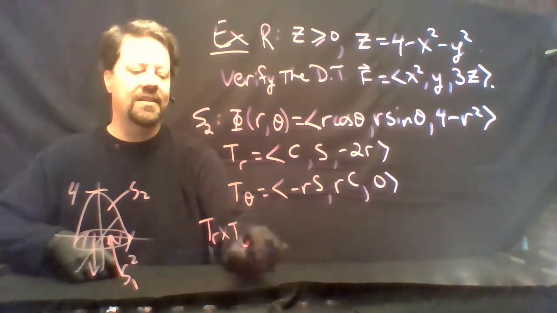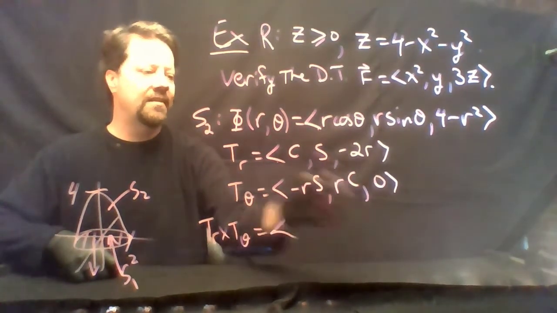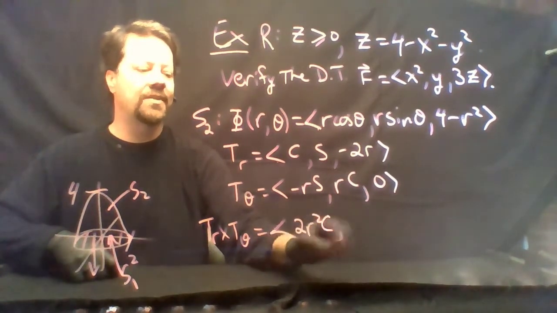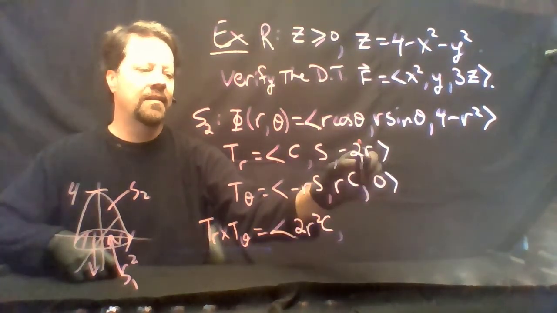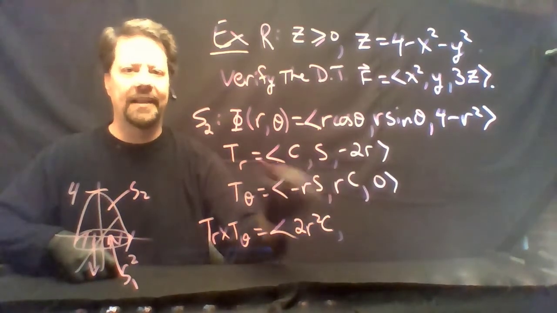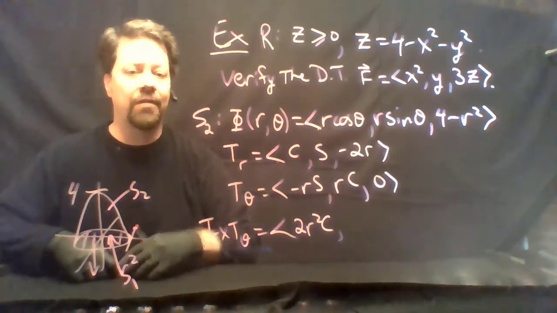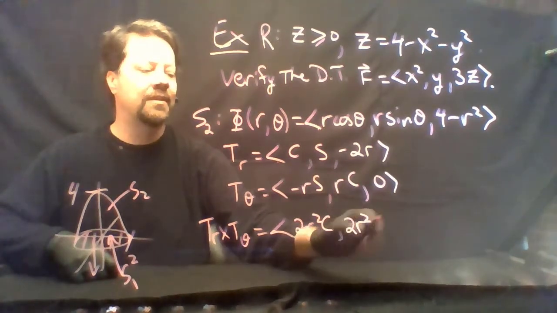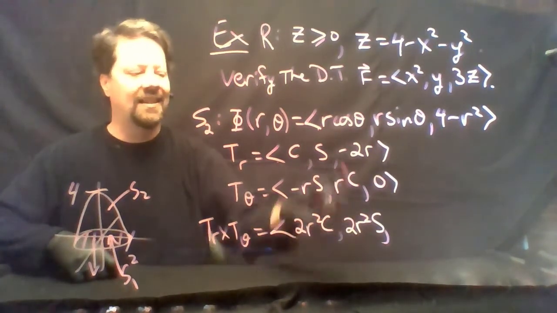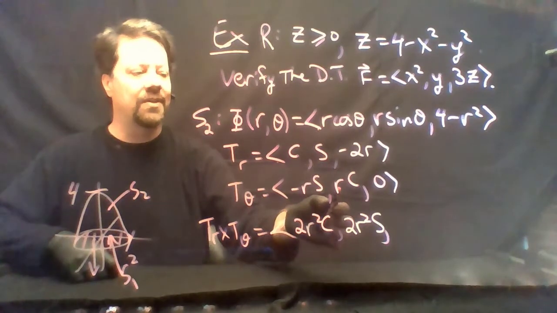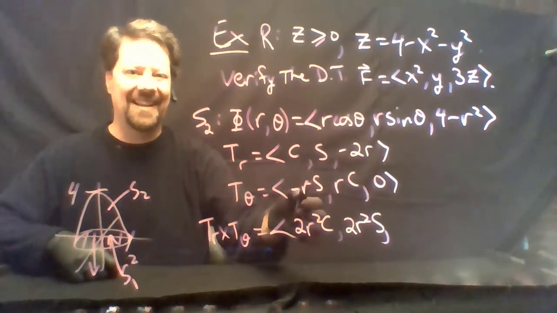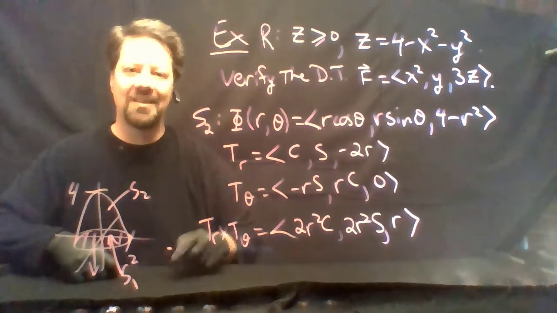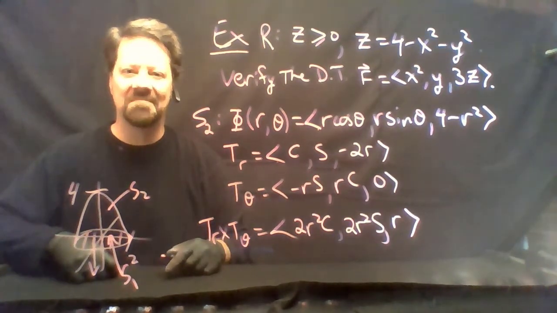Tr cross t theta will be minus a negative, that's positive 2r squared cosine, minus the product of two negatives and flip the sign on the middle cofactor, that's 4 negatives, that gives us positive 2r squared sine. And then for the last coordinate, we'll have r cosine squared minus a negative, that's plus r sine squared, which simplifies to r because of the Pythagorean identity.